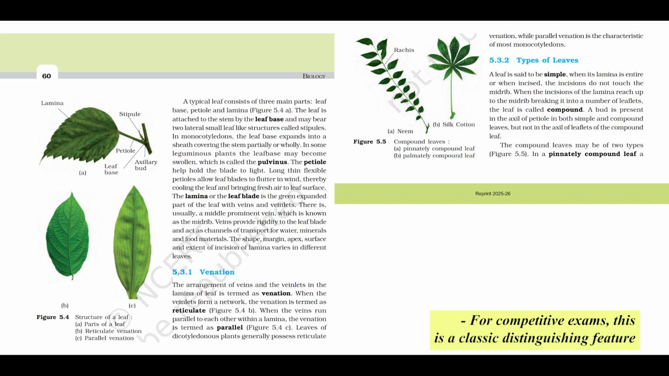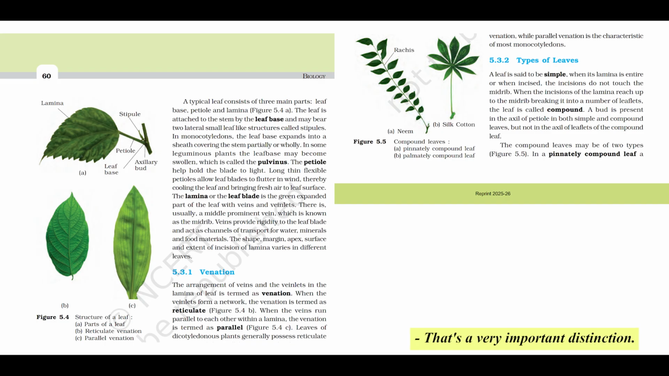For competitive exams, this is a classic distinguishing feature between dicots and monocots, a real fundamental concept, and is very frequently tested. So definitely commit these two types and their examples to memory. Absolutely. Now, besides venation, leaves are also categorized as simple or compound. This can sometimes be a bit confusing for students. How do we differentiate between them definitively? What's the key thing to look for?